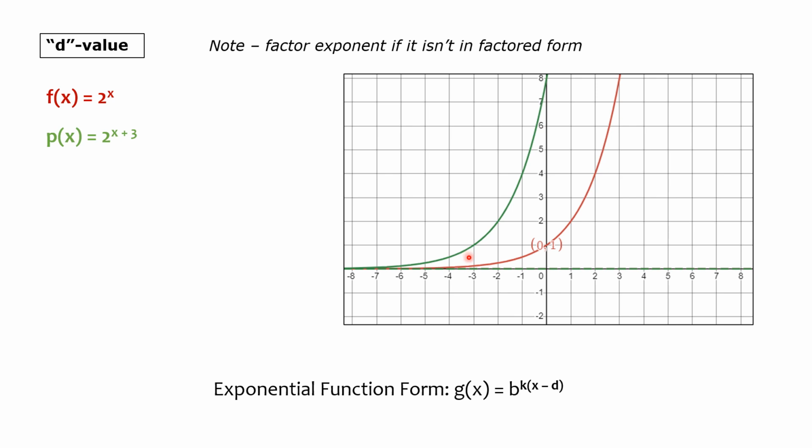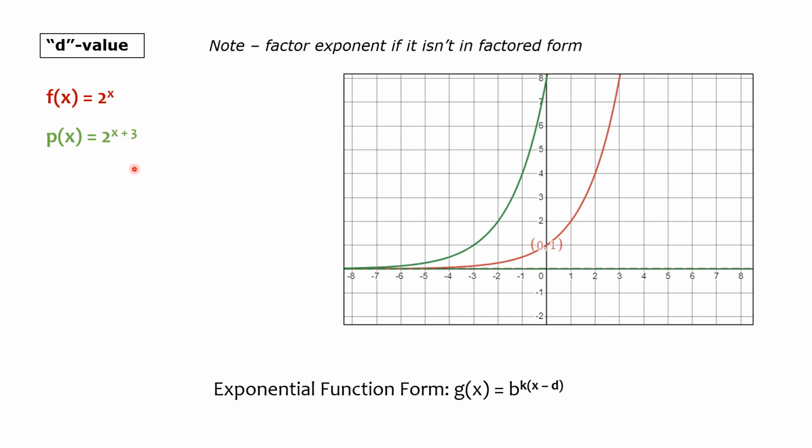And the asymptote, so technically the asymptote moved 3 units as well, but because the asymptote is infinite and continues in both directions infinitely, if I move the red asymptote over 3 units, it's going to be in the same spot. So the d value doesn't actually change the location of the asymptote at all. It stays at y equals 0.